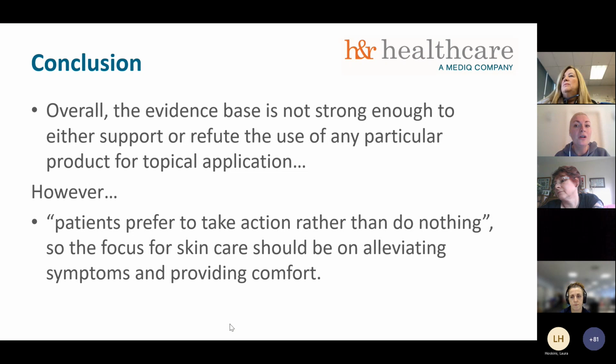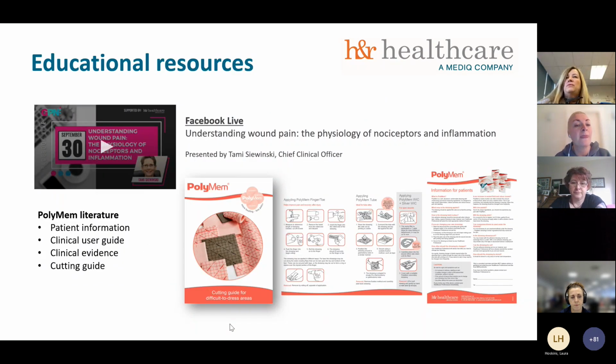Those of you on the call that are not familiar with PolyMem or maybe never used PolyMem, it's an absolutely amazing dressing. It's not a foam dressing, it's a polymeric membrane. And obviously the dressing needs to be intact with the skin to be able to absorb the exudate and obviously activate the glycerol and the surfactant within it. Obviously, I just mentioned nociceptor activity, so wound pain, so nociceptor and inflammation.